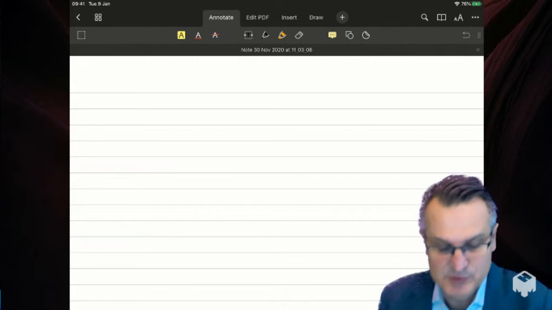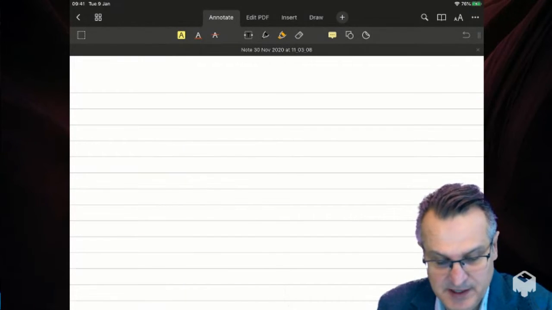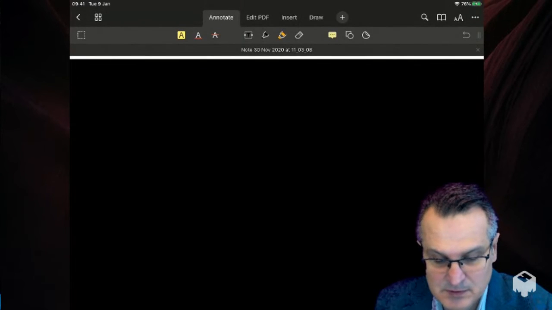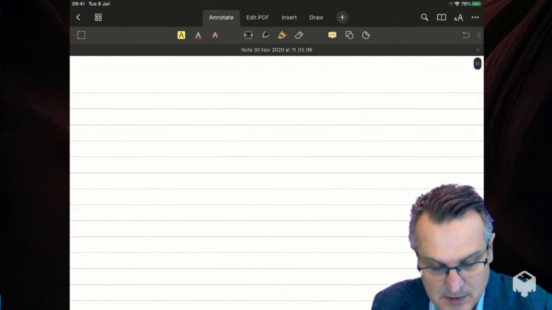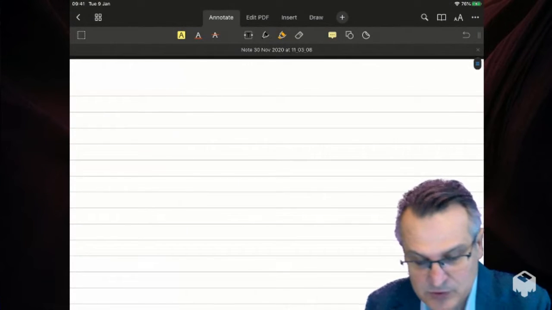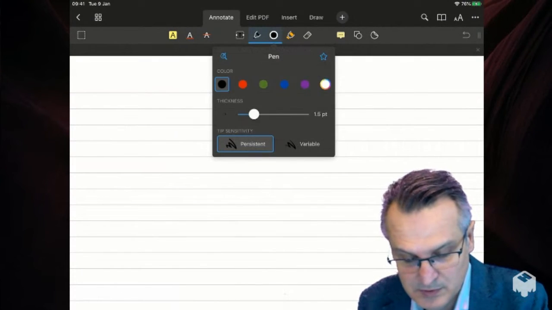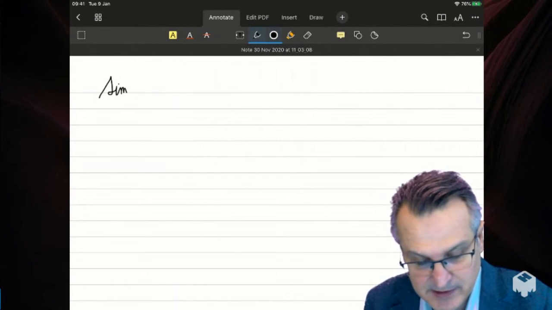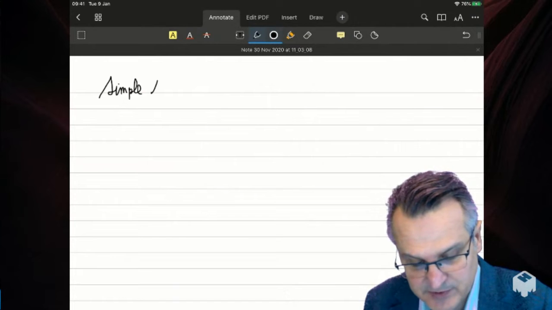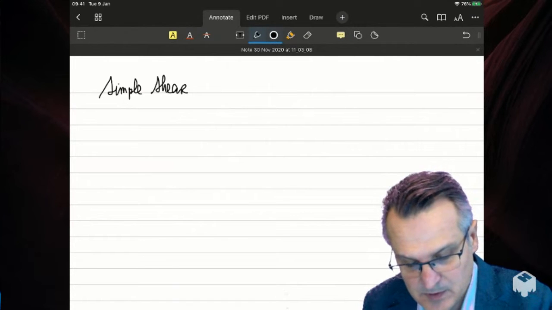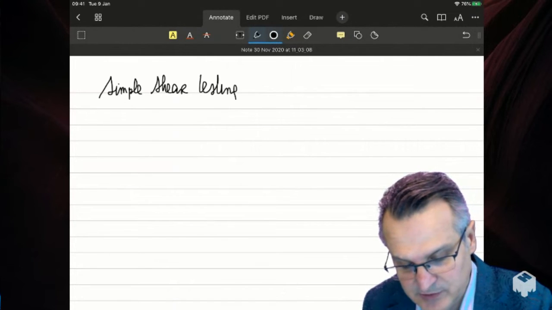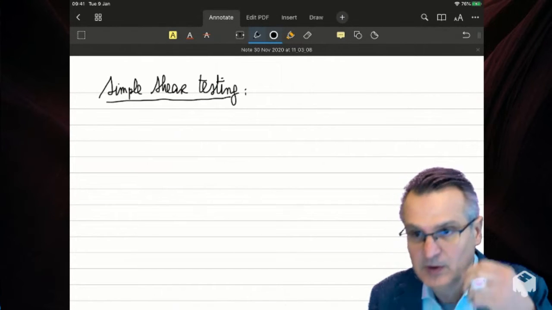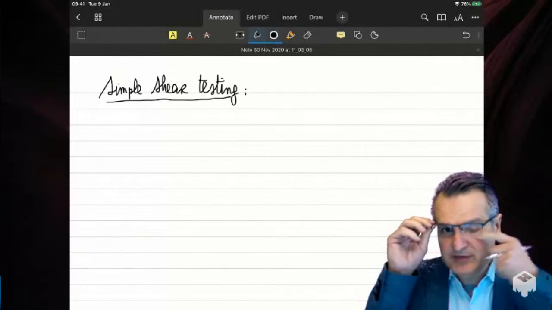Today we're going to do simple shear testing. We're going to see how to create that deformation and how to collect the data and relate it to a given W. So don't hesitate to stop me if you have questions.